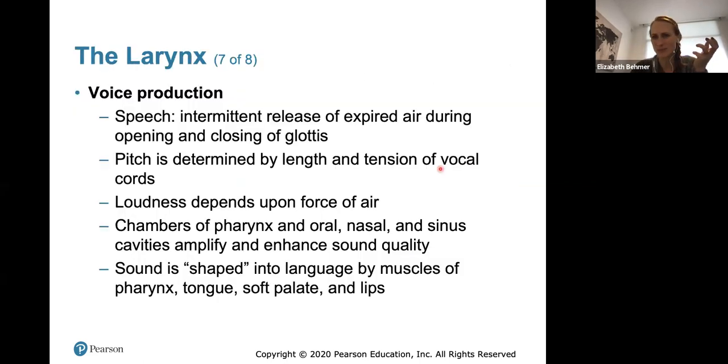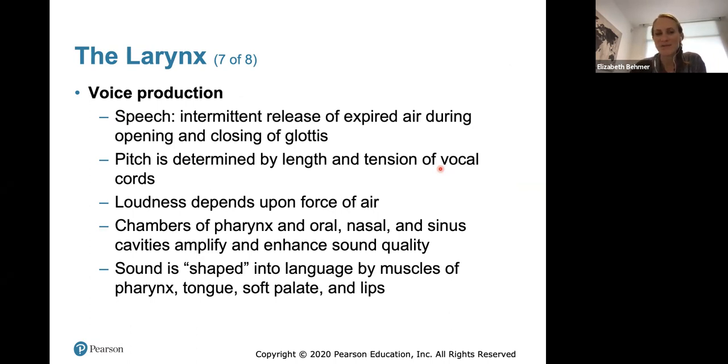So how is voice produced? Speech will be intermittently released, kind of bouts of air, during the opening and closing of that glottis. The pitch of your voice is determined by the length and tension of your vocal cords. So the longer your vocal cords, the lower the pitch. So that's why males have longer vocal cords and a lower, deeper voice. The loudness depends upon how forcefully you push air through.